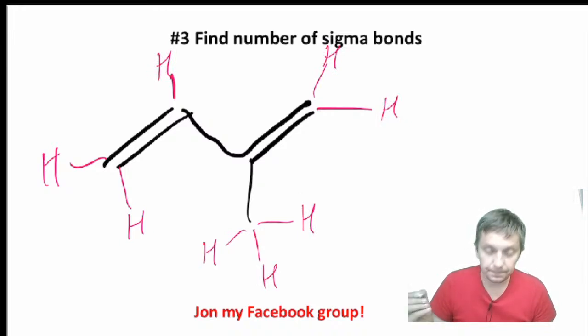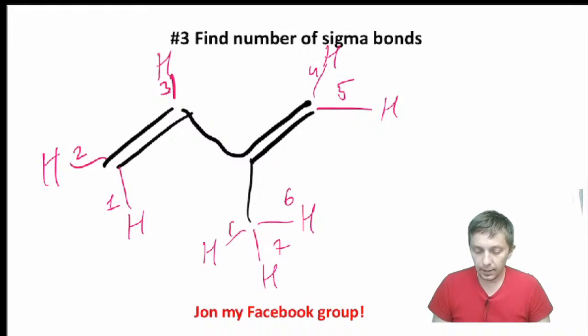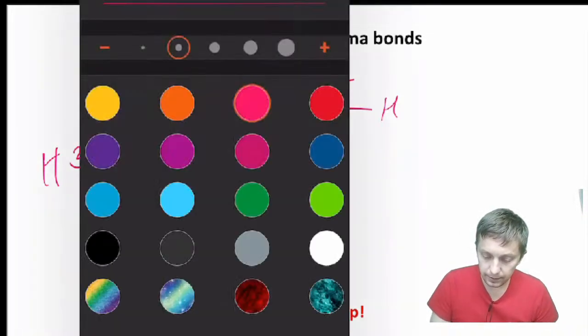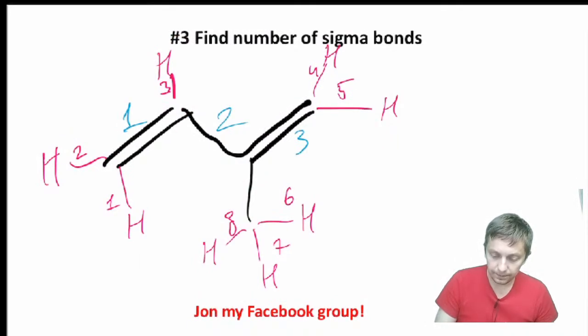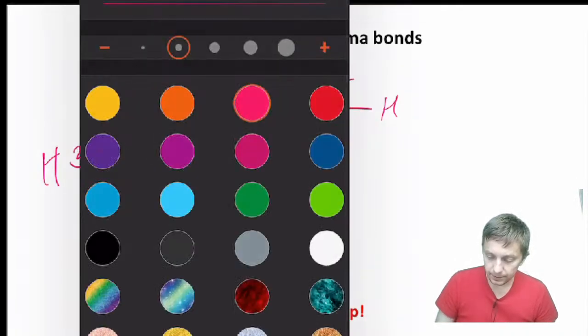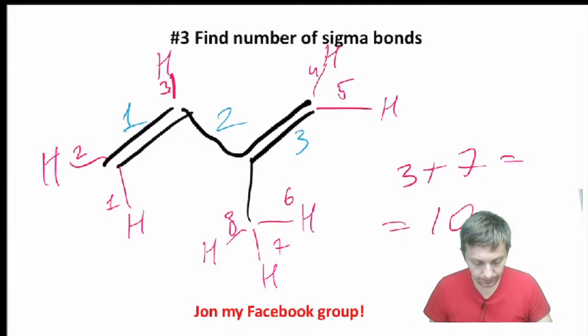And let's first count all C-H sigma bonds: 1, 2, 3, 4, 5, 6, 7, 8. And let's mark the different carbon-carbon sigma bonds: 1, 2, 3. Not bad. So we have 3 plus 7, we have 10 sigma bonds.